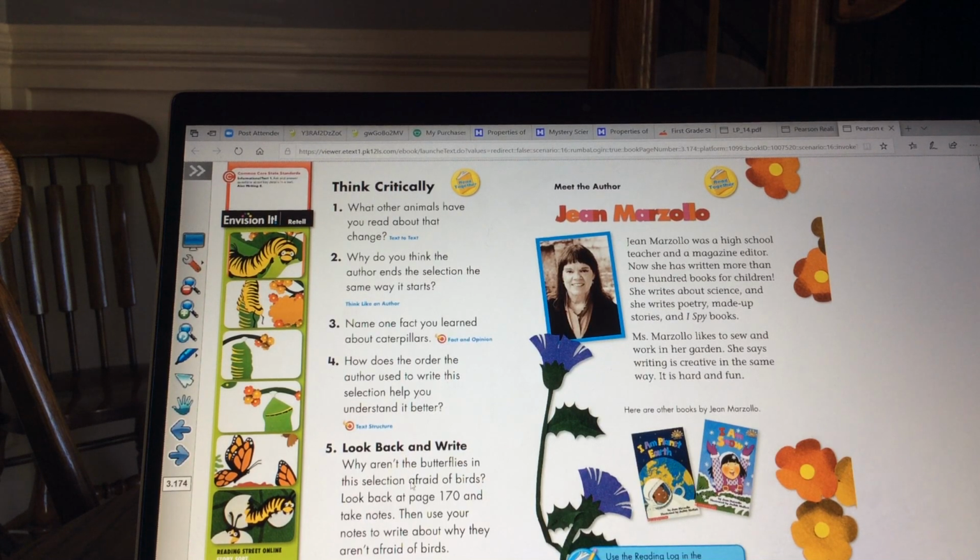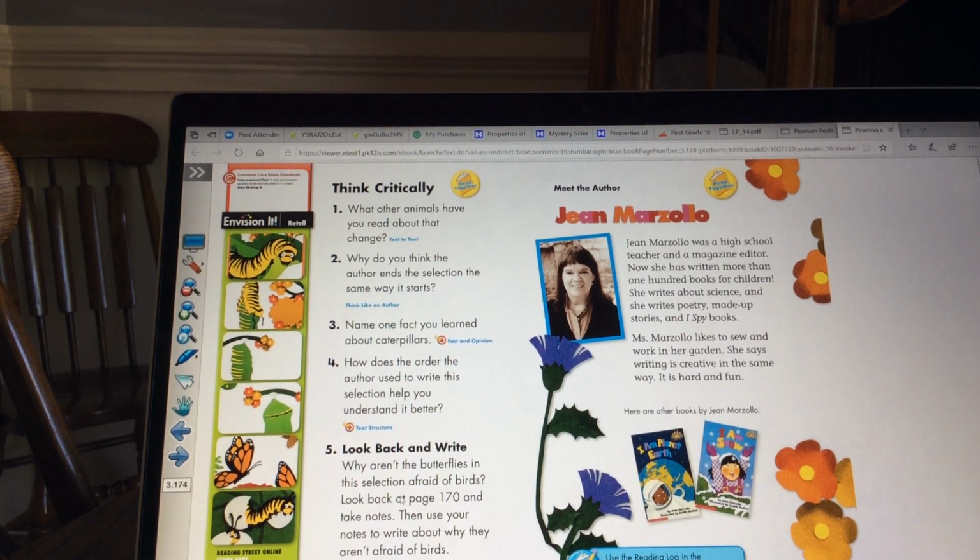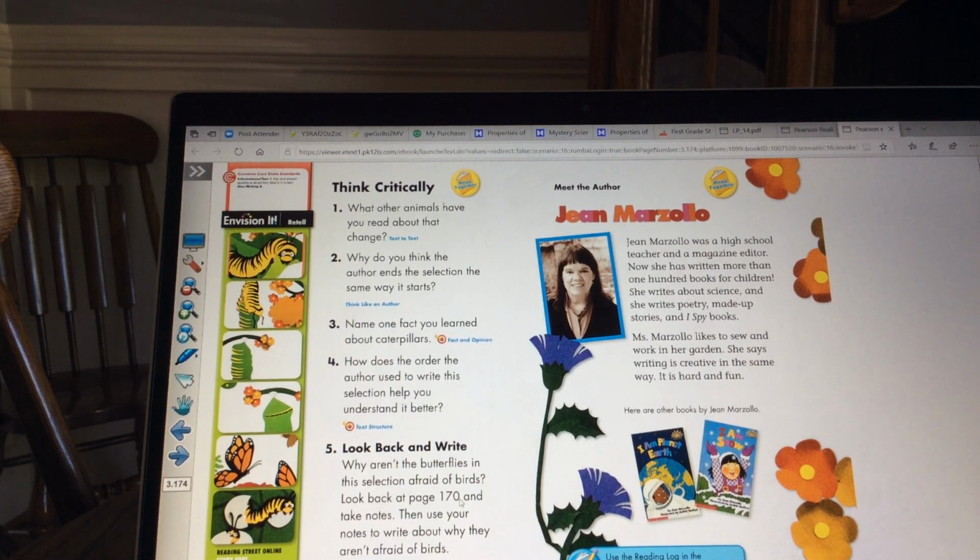Okay. And our last question, and it says to look back, but I don't think you need to look back. It says, why aren't the butterflies in this selection afraid of birds? It says, look back at page 170 and take notes. Then use your notes to write about why they aren't afraid of birds. You can just think about that right now in your head. Think about why the butterflies are not afraid of the birds.